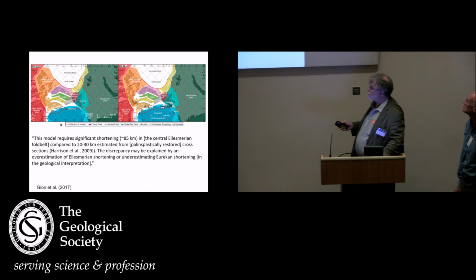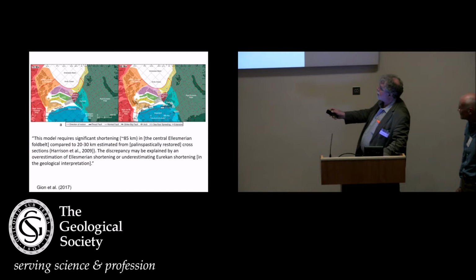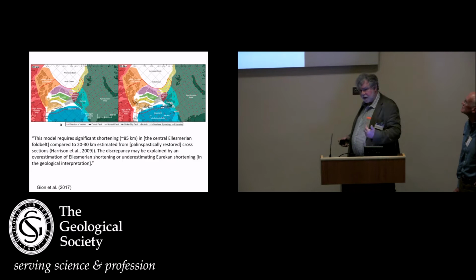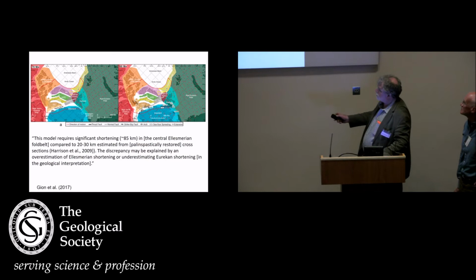But this is quoting from that paper. The model requires significant shortening in this area of the foreland fold and thrust belt. And that compared to 20 or 30 kilometers estimated from quite careful palinspastic reconstructions done by a geologist whose name is Christopher Harrison at the Geological Survey. And then they go on to say this discrepancy may be an overestimation of Ellesmerian shortening or underestimating Eurekan shortening.